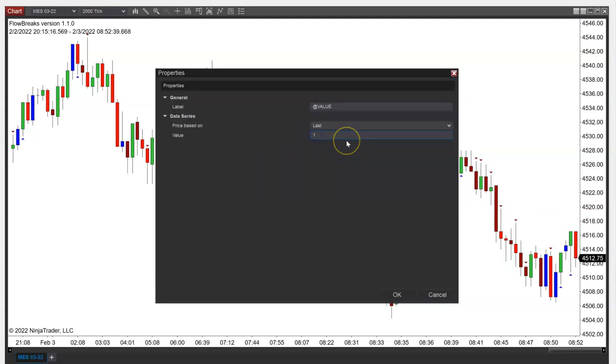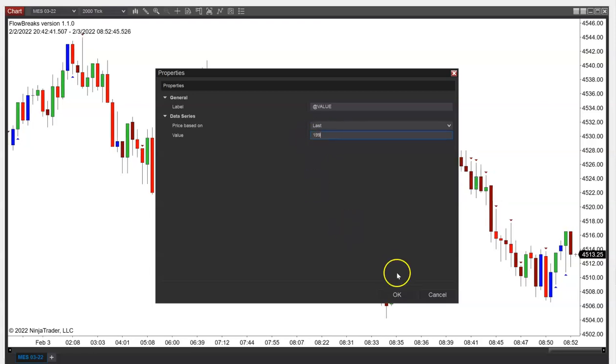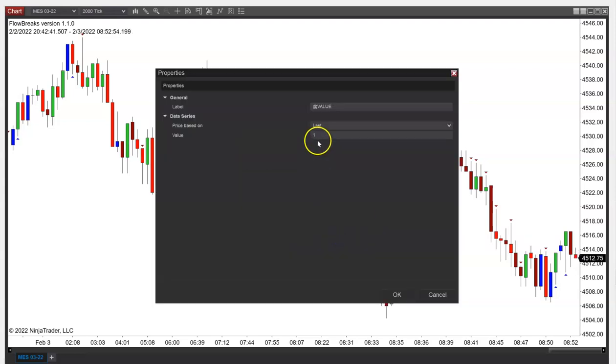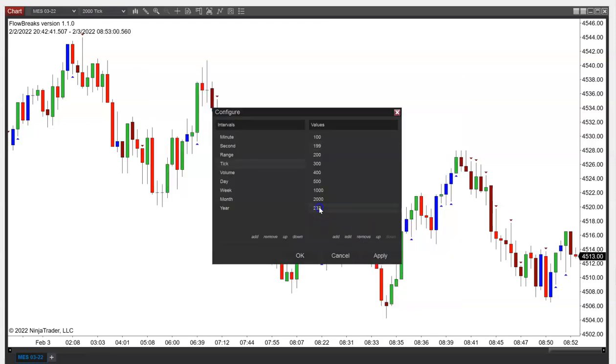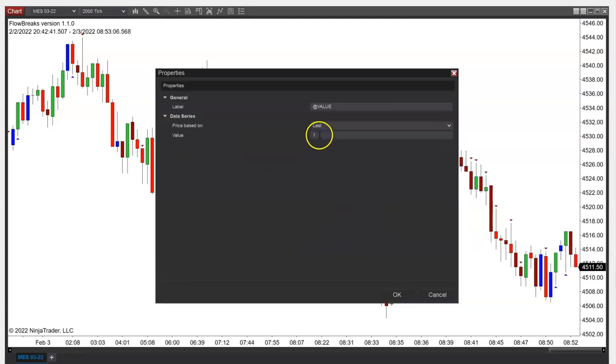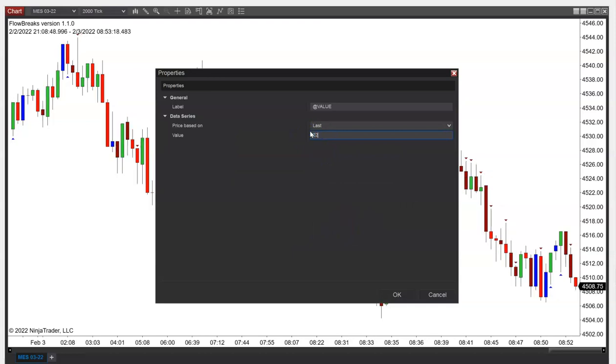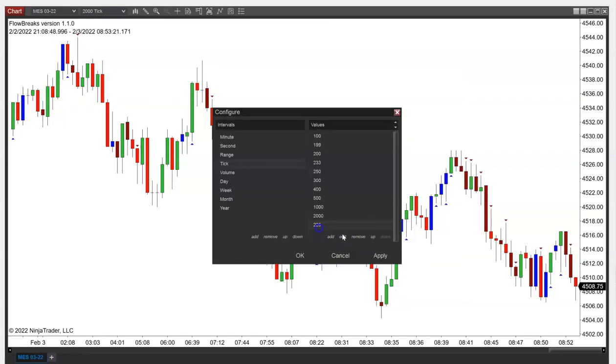I'll add just some random numbers. Well, say random, but I'll go 199. Right. I've already got a 200. I'll move that up. Then I'll add a 233. Okay. Move you up. I'll add a 250. Move you up. And then lastly, I'll just add a 225. Get some numbers just sort of more or less the same.